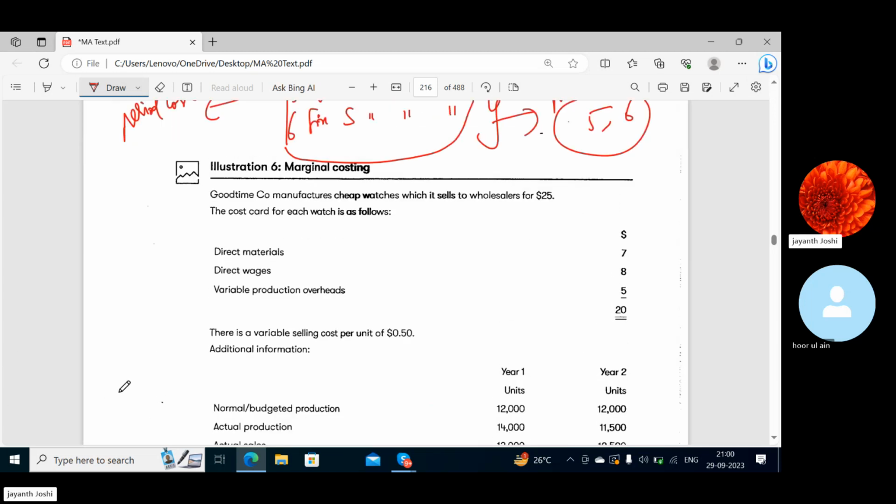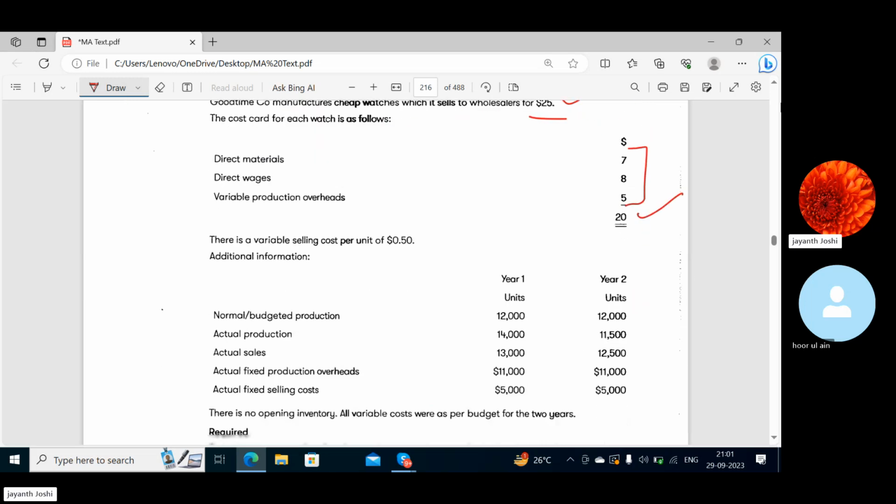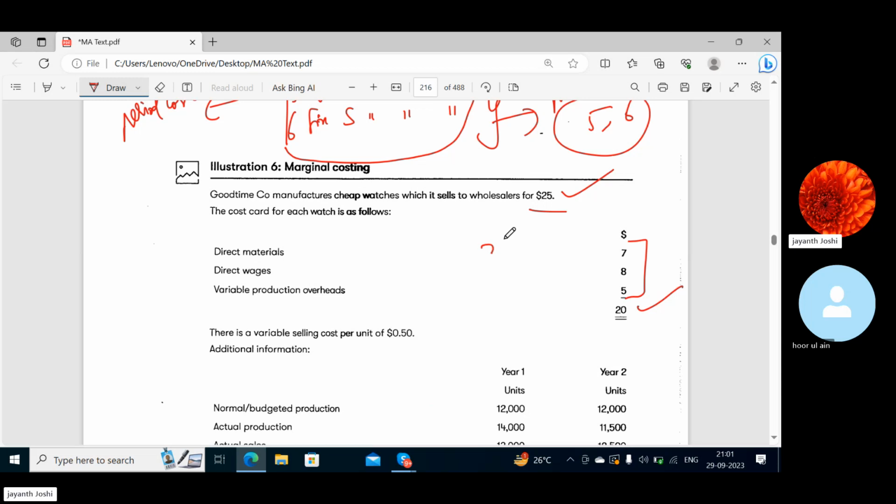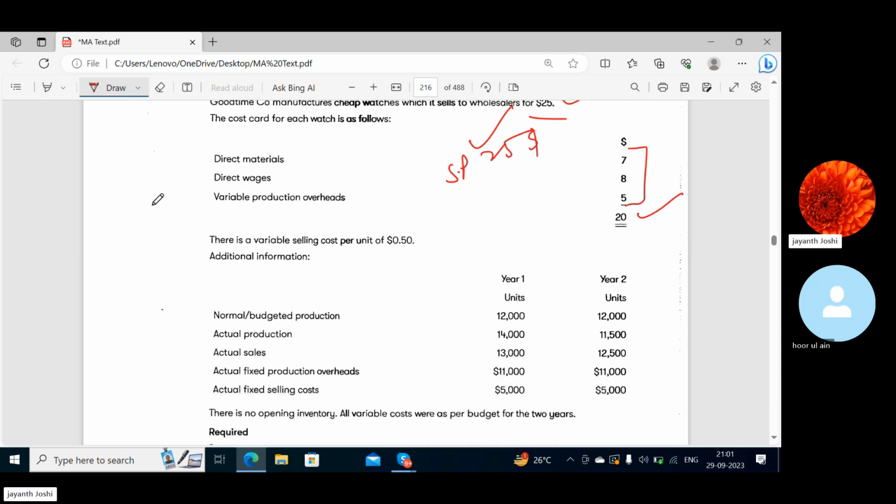Good Time company manufactures cheap watches, which it sells to wholesalers for $25. The cost card is given to you. These are all the variable expenses: material, labor, and variable production overheads. $25 is the selling price, revenue. There is a variable selling cost per unit of 0.50, which you have to multiply by the number of units.